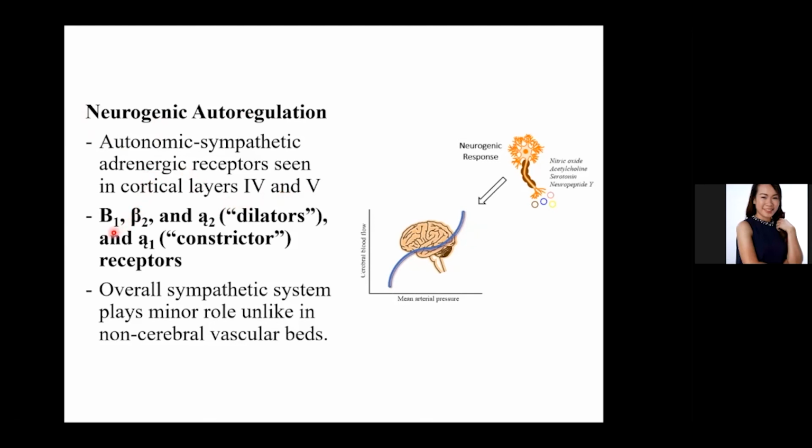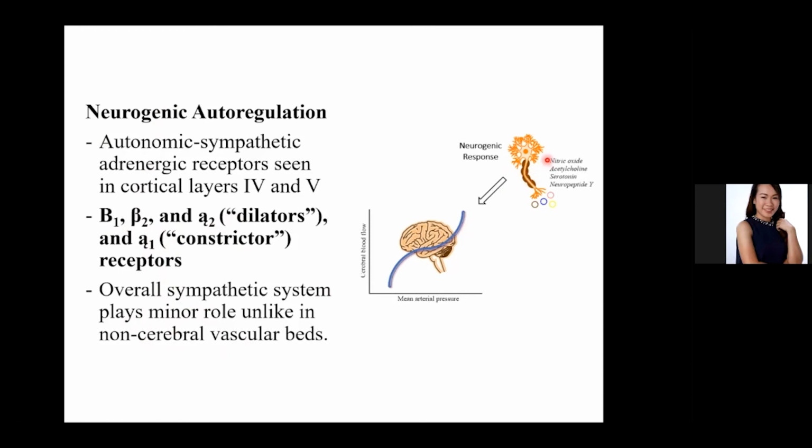We have your beta 1, diba? We just had this lecture. Your beta 1, beta 2, and alpha 2 receptors are dilators, while your alpha 1 receptors are constrictors. So these are involved. And overall, the sympathetic system only plays a minor role. Unlike in non-cerebral vascular beds outside the brain, where they play a major role, in the brain, for neurogenic autoregulation, they only play a minor role.